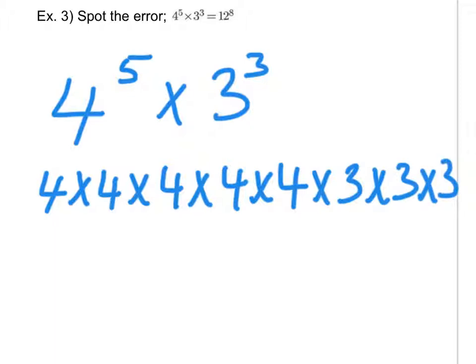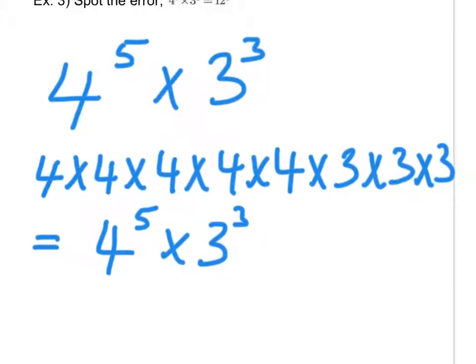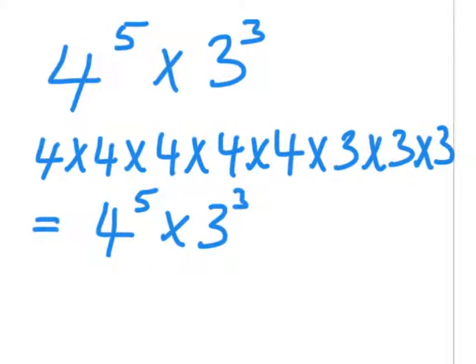Okay, expand it out, it gets to that. Collect them back, yeah, 4 to the power of 5 times 3 to the power of 3. It can't be made any simpler because there's no way we can make that any simpler than it is. But watch, what did the student do in this case?